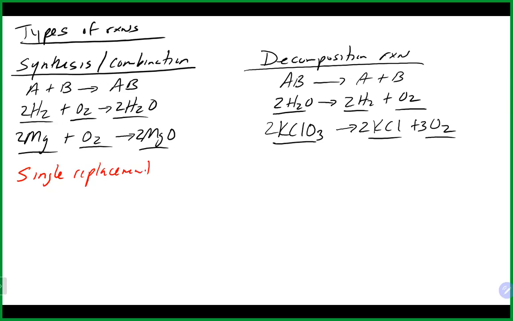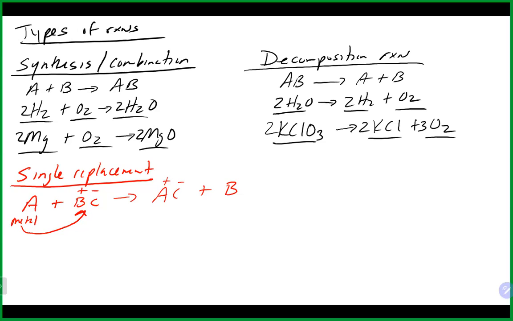Sometimes people call it a single displacement or single exchange, but a single replacement is when you have one thing by itself plus an ionic thing. If this is a metal by itself, it has no charge, it will come in and kick out the positive guy. And when it kicks out the positive guy, a new ionic compound will form where that guy will get a charge. And the guy that was there originally would come out by itself. You could also do this with a non-metal, and it would kick out the negative guy.